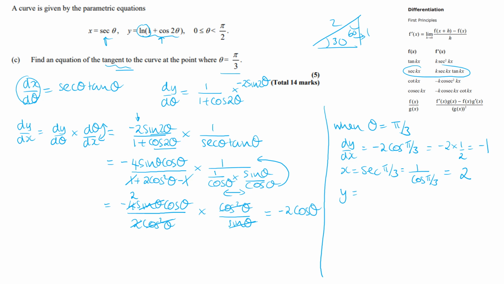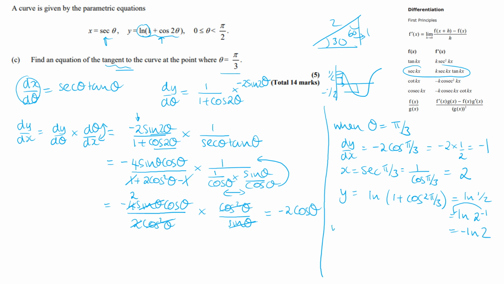Y is equal to the ln of 1 plus cos 2 pi by 3. So if pi by 3 is 60, double that's 120. And if you think about your cos graph or your CAST diagram, the 60 gives you the half, and the 120 gives you the minus a half. So cos of 120 is minus a half, so this is going to be the ln of 1 minus a half, which is the ln of a half. I'm going to write that as the ln of 2 to the minus 1, and then bring that minus by my log law in front. It's minus the ln of 2.